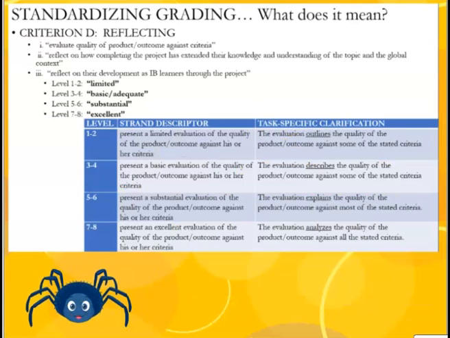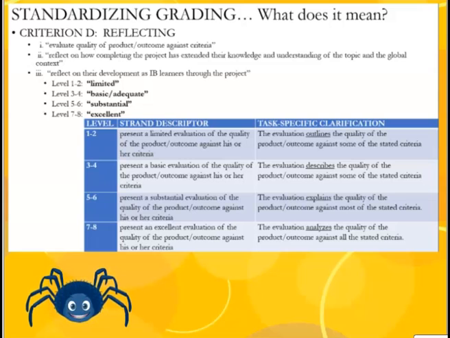The last criterion is D, reflecting. The first strand objective requires students to evaluate their product based on the criteria they've created. On the screen, please note yet again the word descriptors for each level, from outlines in 1 and 2 to analyses in 7 and 8.